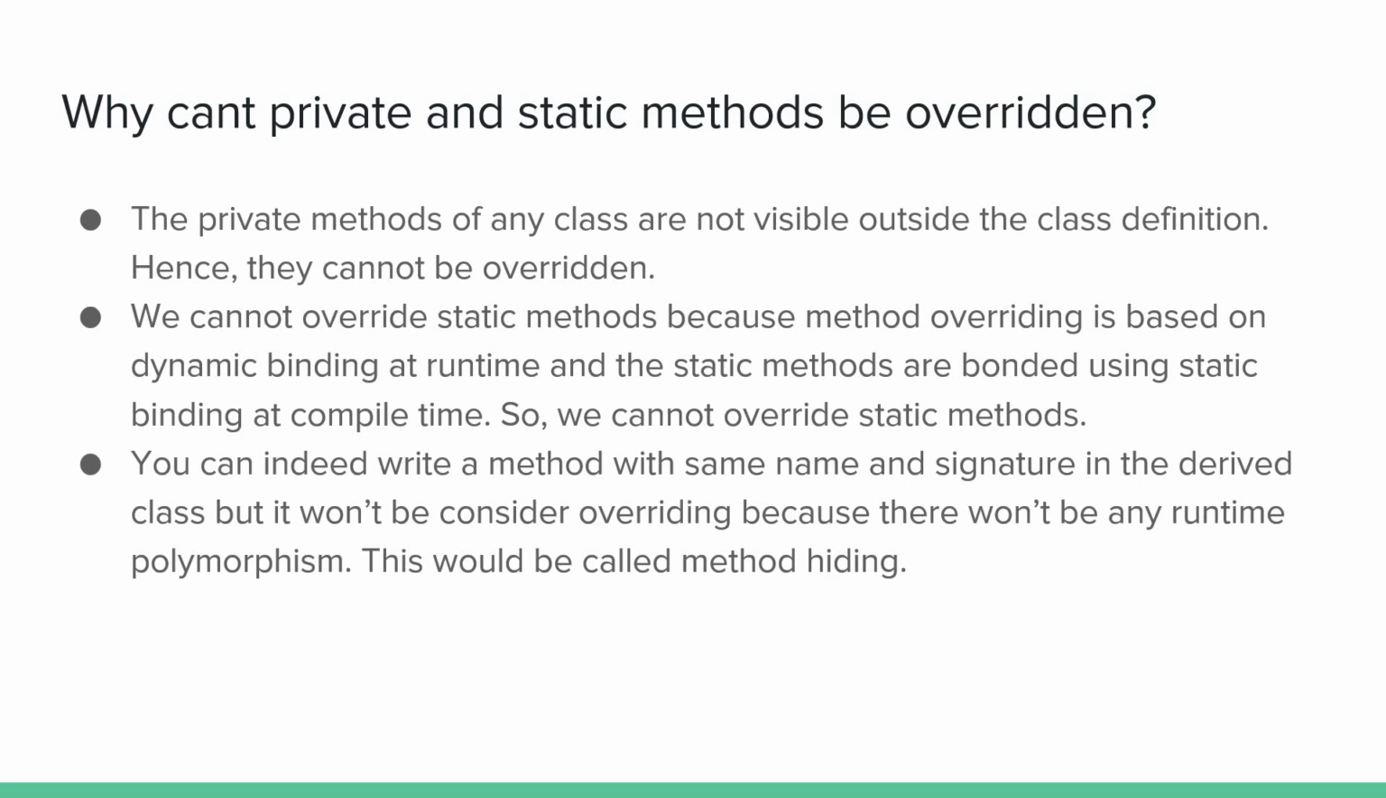You can indeed write a method with the same name and signature in the derived class, but it won't be considered as overriding because there won't be any runtime polymorphism. This would be called method hiding. This is a very important question. Again, what is method hiding?